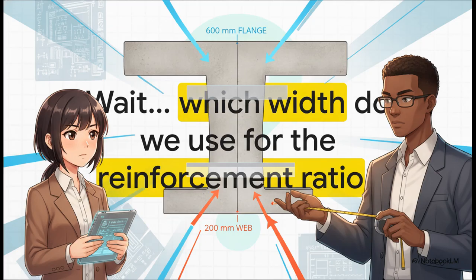The formula requires us to input the width of the concrete section, but remember that fork in the road we discussed earlier? We don't know if the neutral axis is up in the 600 millimeter flange or down in the 200 millimeter web yet. So, which width do we even plug into our formula?